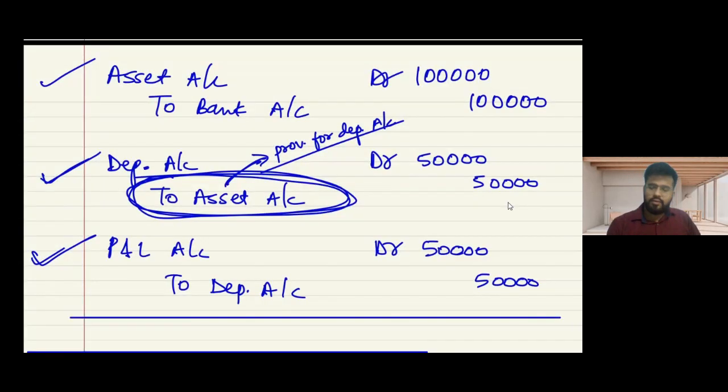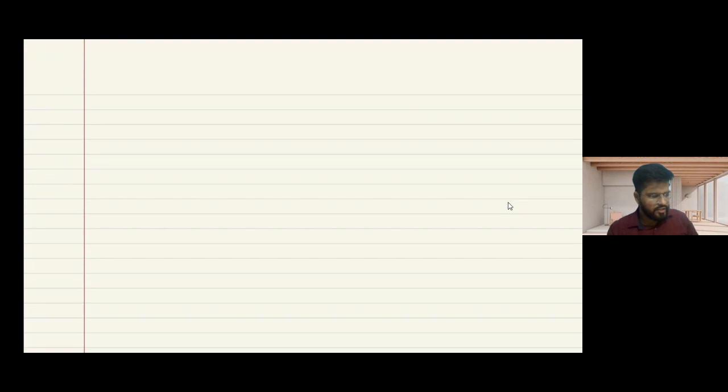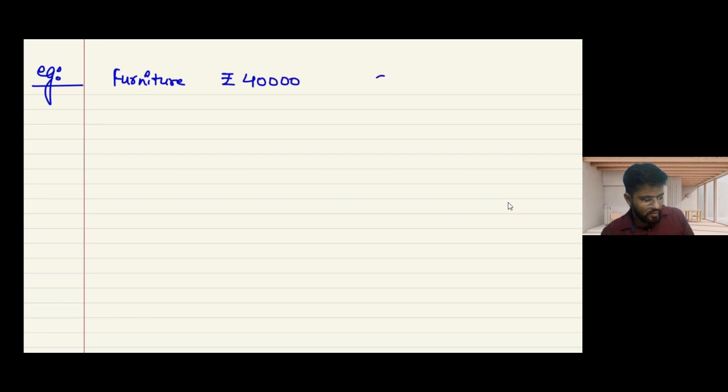So what exactly is happening? We are accumulating the depreciation of every year, 1, 2, 3, and 4, into one account called provision for depreciation. So let us take one example and see how the provision for depreciation account works. So I have purchased furniture for rupees 40,000. Scrap value is nil.